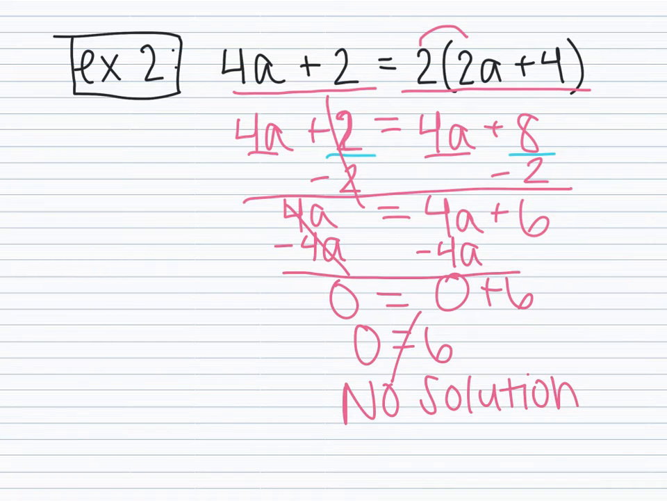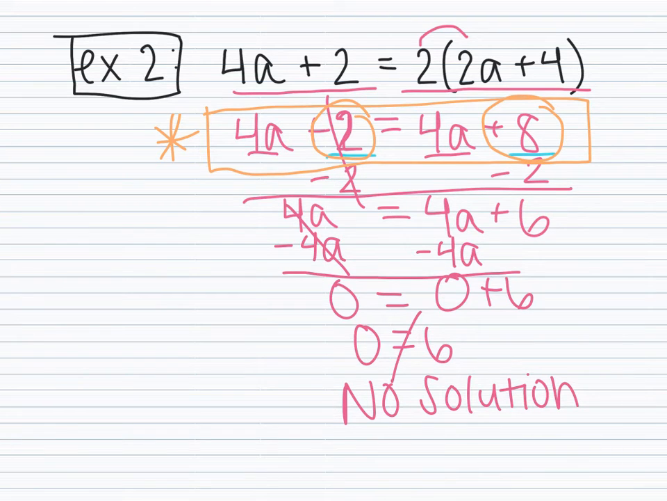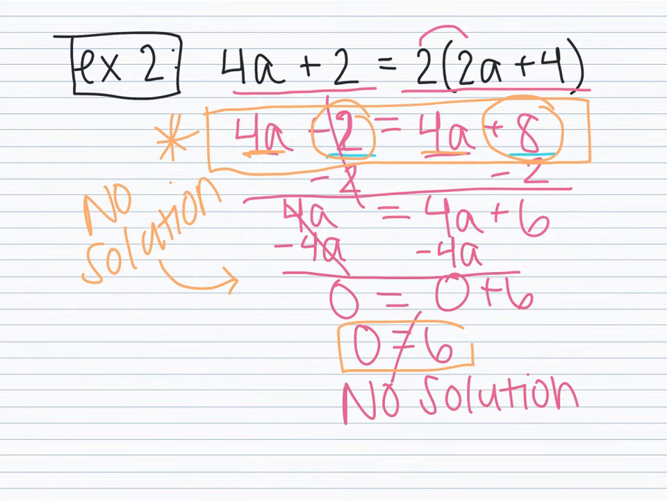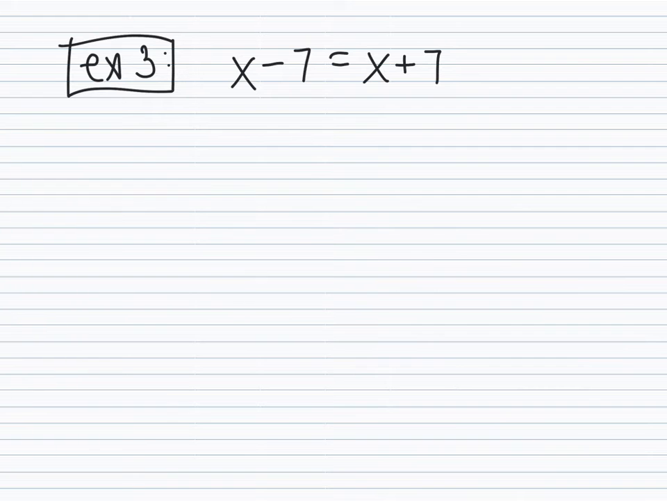But I'm okay if you notice and recognize from this step up here, 4a plus 2 equals 4a plus 8. If you see that right here, the constants are different and the variables are the same, then you can stop there and say no solution without doing all of this extra work. But if you need to go through and try and solve it to get to this point, that's okay too.